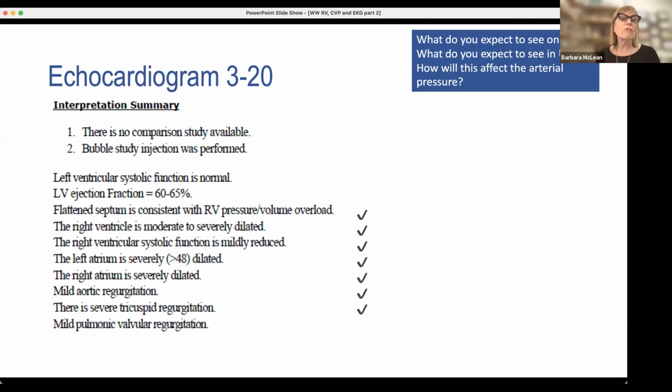And of course, this is going to affect her ability to maintain arterial blood flow and arterial pressure, because instead of blood going forward, blood is going backward. But remember, she still has a pretty good LV. That was really important. Okay.